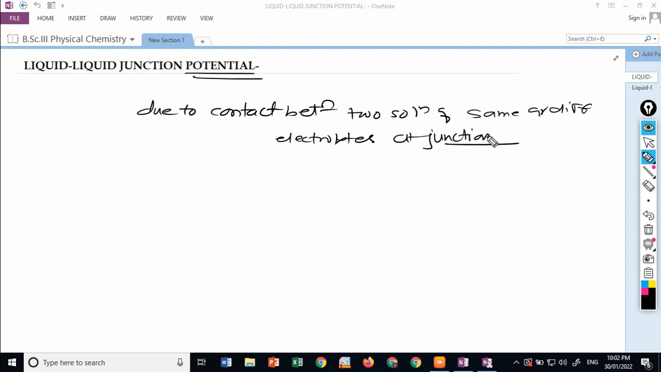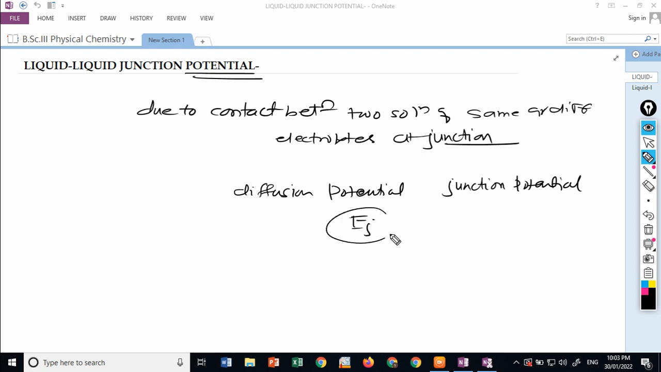Okay, so it is also called the diffusion potential. Again, it is also called simply the junction potential. It is represented by capital E and small j. So wherever you find this symbol, it is termed the liquid junction potential.